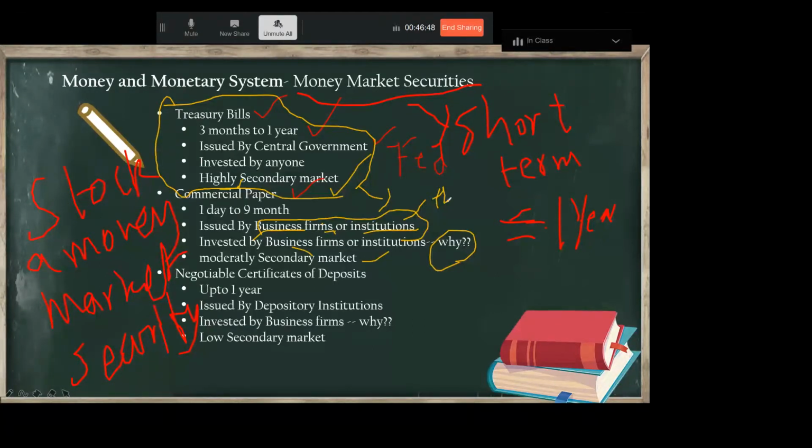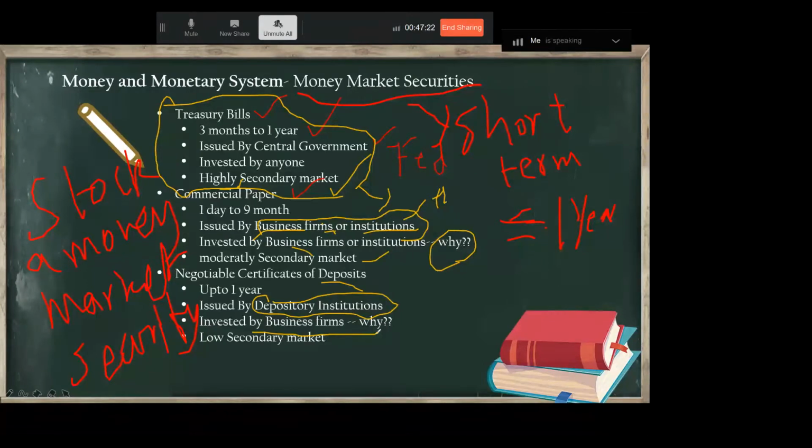Then there are negotiable certificates of deposit. Now we see the word deposits, right? So it means it is by the banks, by the depository institutions, not by anyone else. Only depository institutions can issue negotiable certificates. It's up to 1 year and it is invested in by business firms. What is this? Its trading is really low. It's not highly tradable or even moderately tradable in the secondary market.